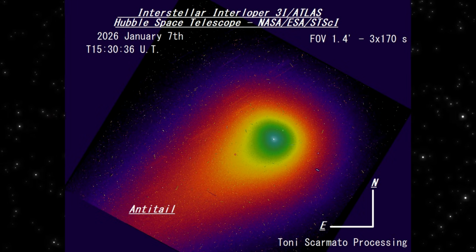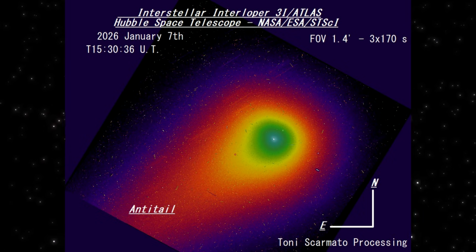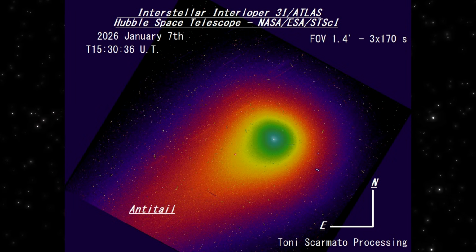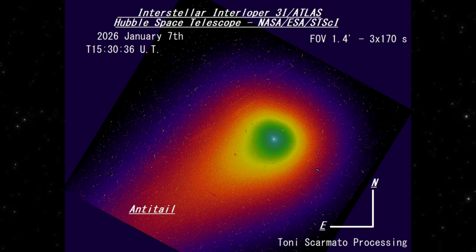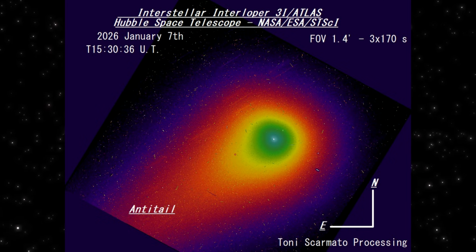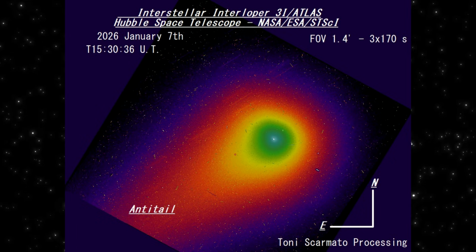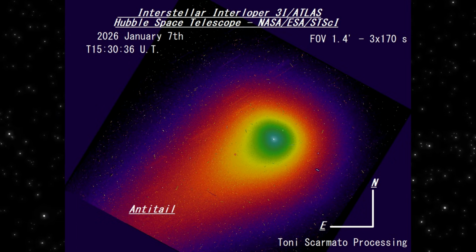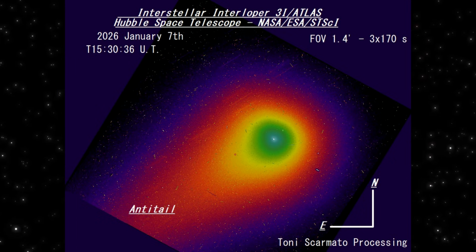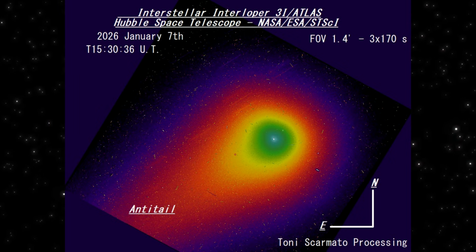Now look toward the lower left. That broad, sunward-pointing feature isn't a mistake. It isn't a stretch artifact, it isn't overprocessing. As Toni notes directly, the anti-tail is always there. That's the key phrase. Across different stretches and different presentations of the same Hubble data, this feature doesn't disappear. It persists. Which means it's not noise.